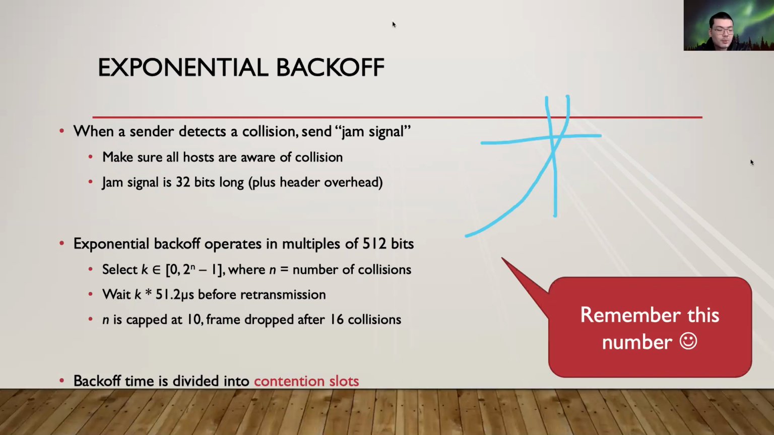So in that case, we will cap at 10. If you fail for 11 times, you still wait according to 10. And 12 times, still 10, until you reach 16 collisions. After that, you will just drop the frame, because it cannot be delivered. The channel has some issue, like there are too many jams, or someone may not be following the protocol. This is one example. If everyone politely does exponential backoff, then this should not happen.